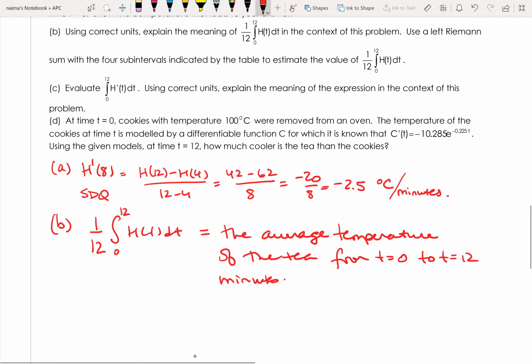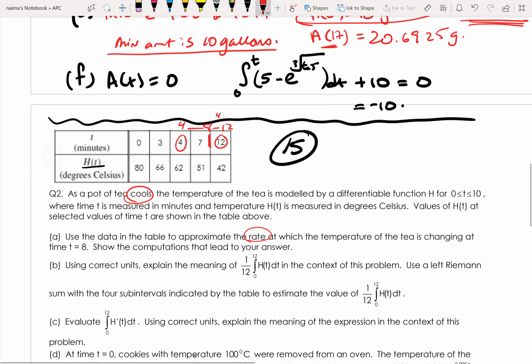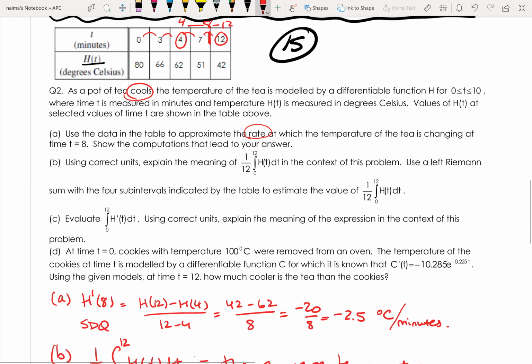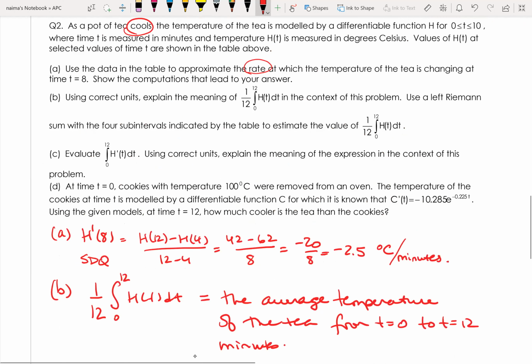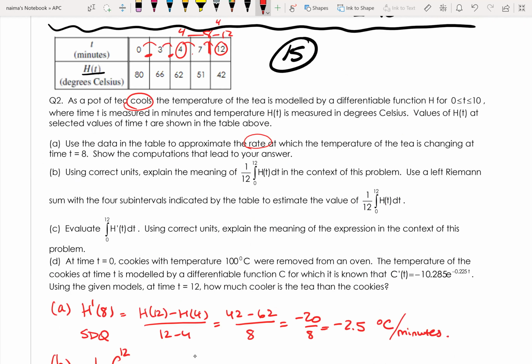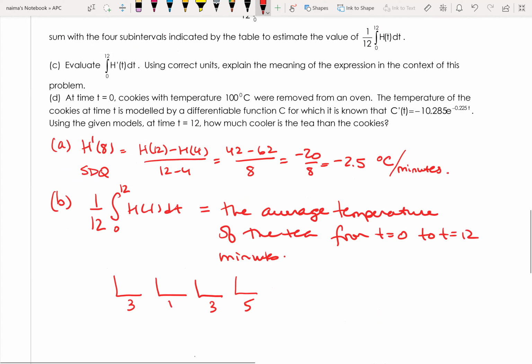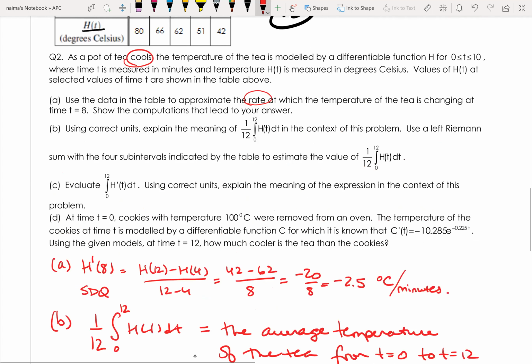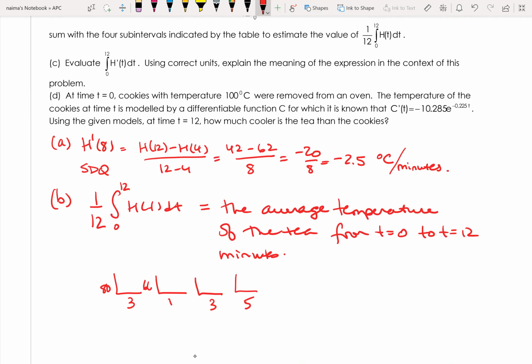We are going to find a left Riemann sum. So I'm going to use my left Riemann sums that look like this. How many do I need? 1, 2, 3, 4. I need 4 of them. And when I take a look at the bottoms, I'm going to have bottom lengths of 3, 1, 3, and 5. And I'm going up the left, which means that I'm using the 80, the 66, the 62, and the 51. We're going to use our calculator to find the areas, which shouldn't be that bad considering they're rectangles.